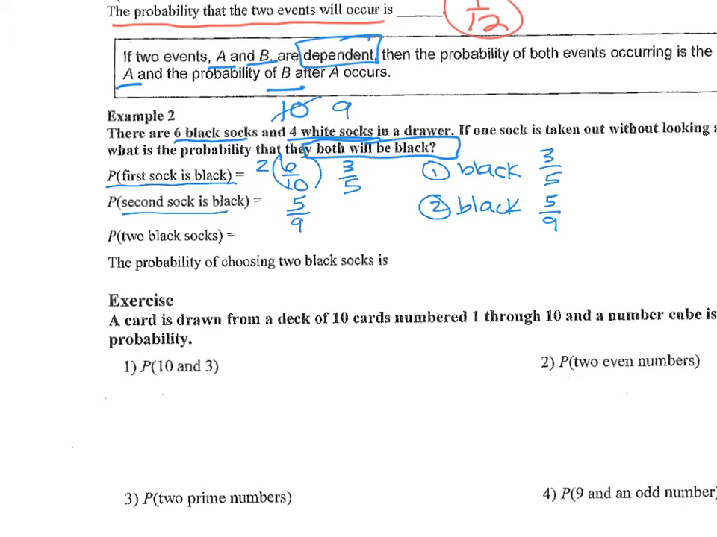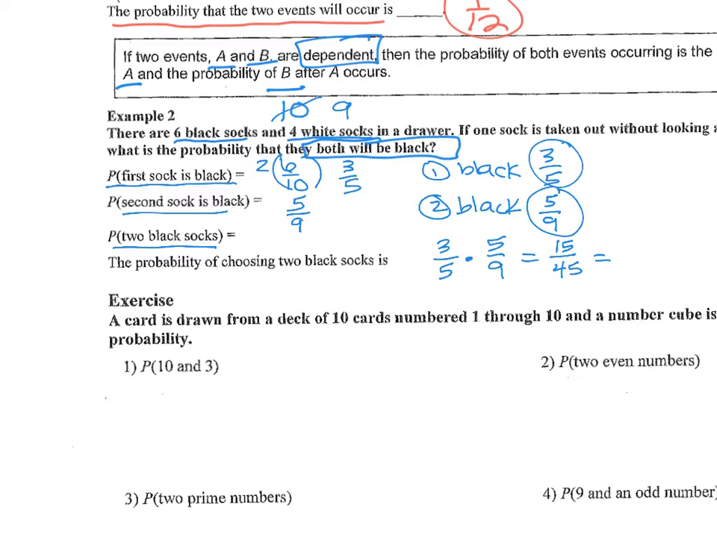Okay, so then the last question, the probability that we'll have 2 black socks. Just like we did on the top part with the independent events, we're going to multiply these two numbers together. So 3 over 5 times 5 over 9. You could simplify it to 3/15. 5 times 3 is 15, and 5 times 9 is 45.